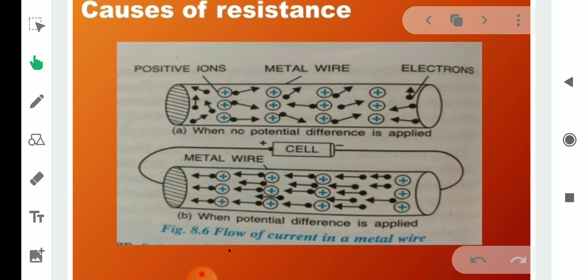And it is not the same. The resistance is not the same for all conductors. It depends on the nature of the conductor. You all know that a good conductor has low resistance. We call it a good conductor because it has low resistance, and insulators have very high resistance. There is more obstruction in insulators, due to which the current flow is not easy. So this is about the causes of resistance.